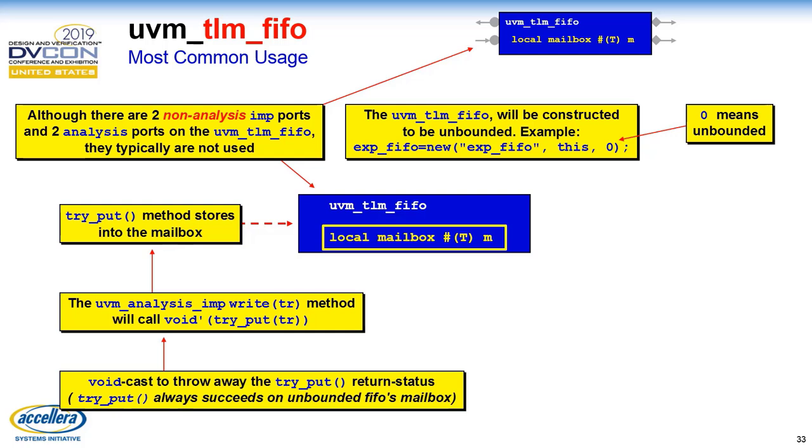And then what we do is we typically void cast the try put command. That is, because try put returns a status saying whether it succeeded or not, we frequently just throw away that status. We expect it to always succeed.